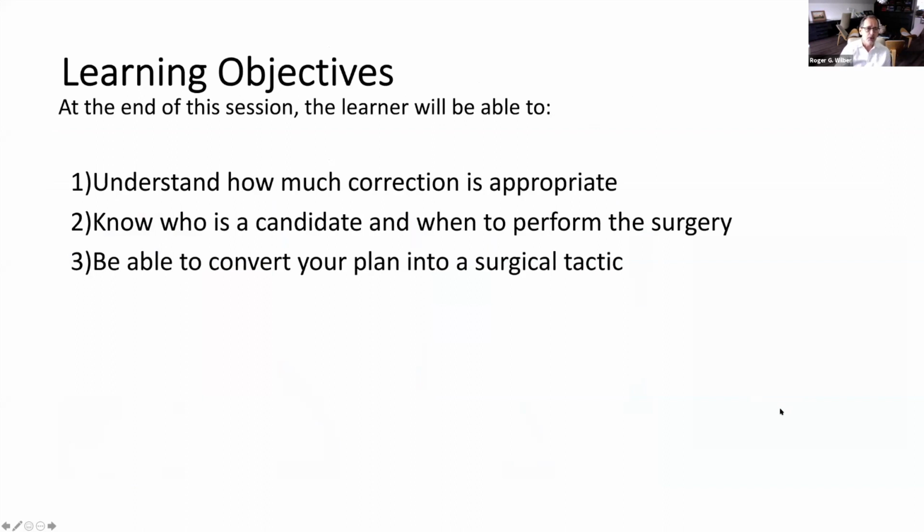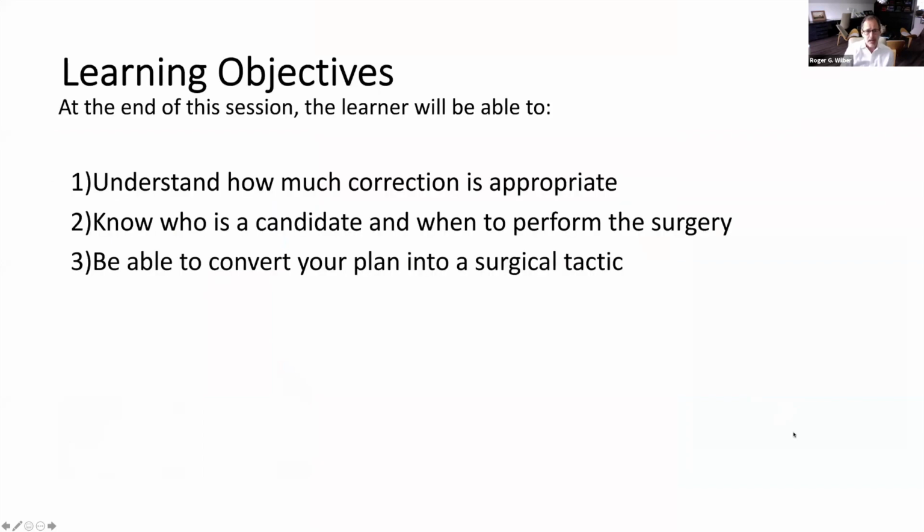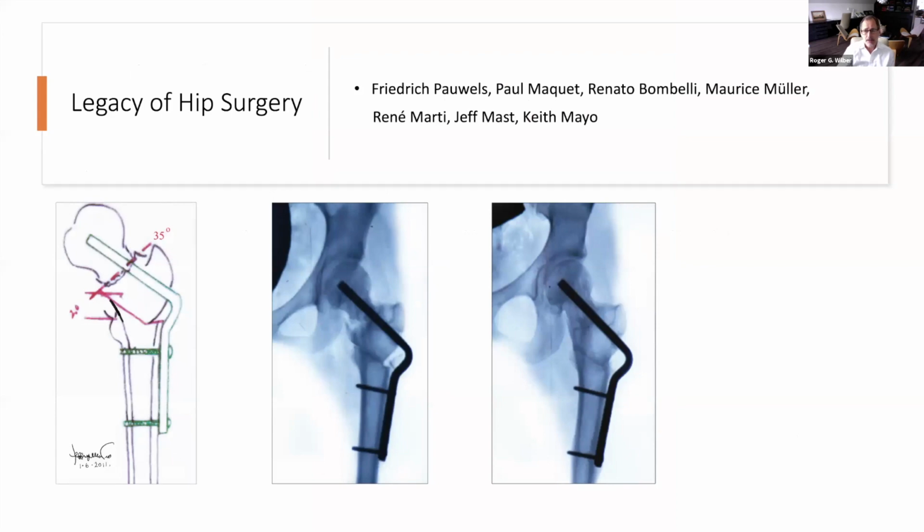My objectives for you at the end of the session are to understand how much correction is appropriate, know who is a candidate and when to perform the surgery, and then to be able to convert your plan into a surgical tactic, because Keith and Raul did a really nice job creating a plan last week, but now it's up to us to translate that.